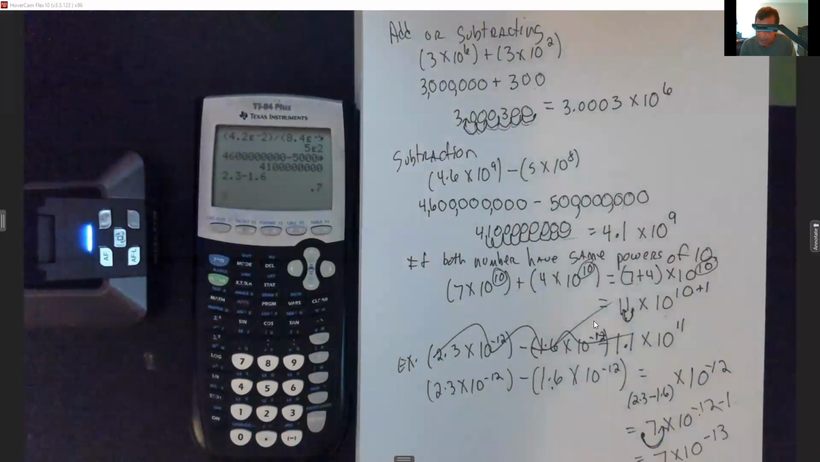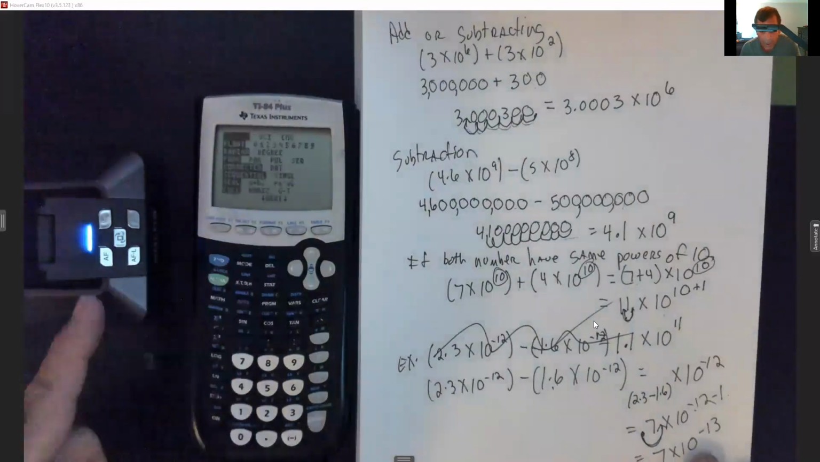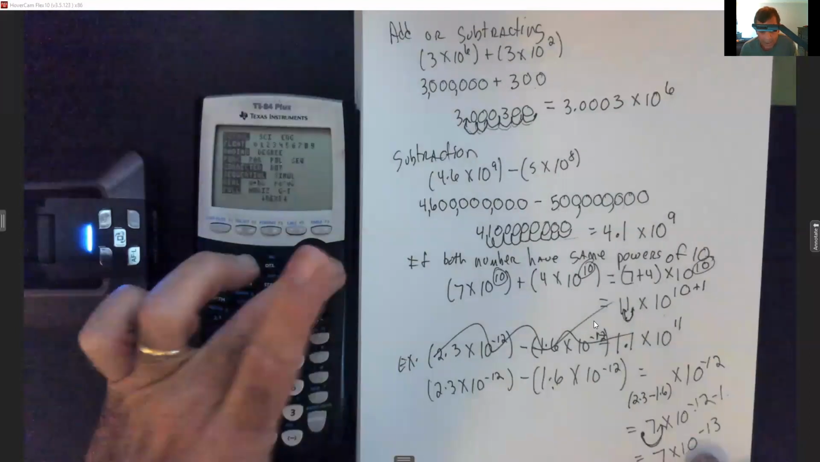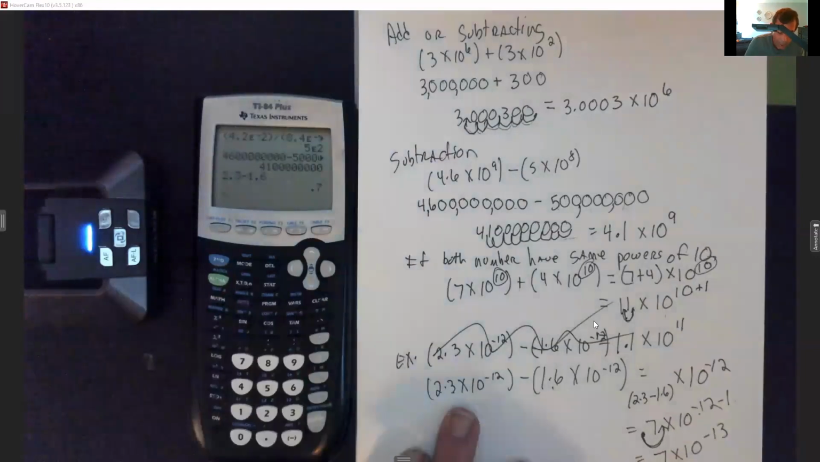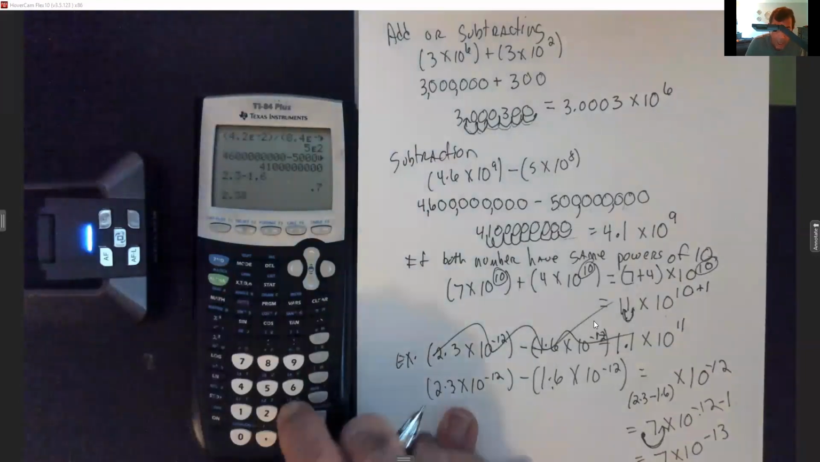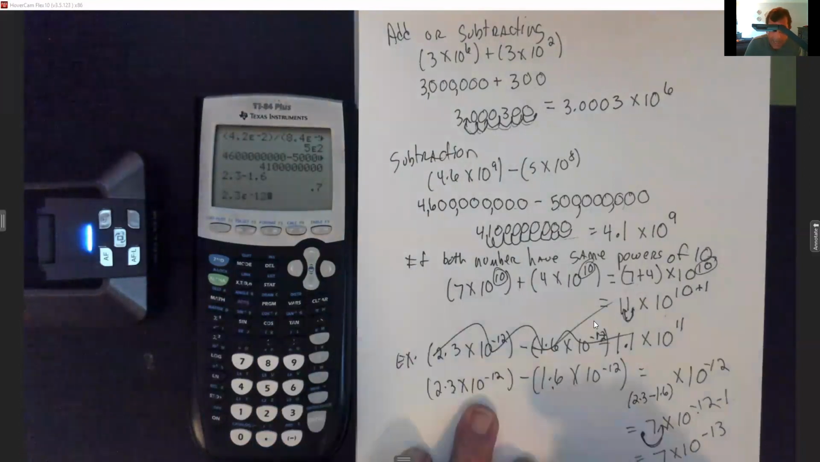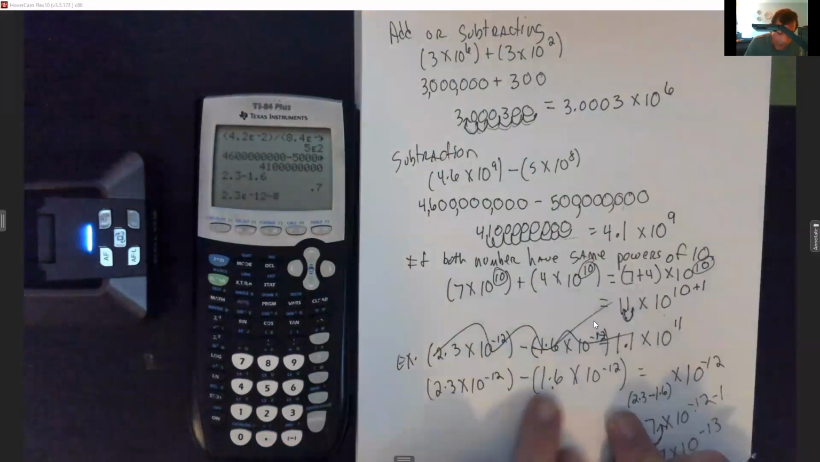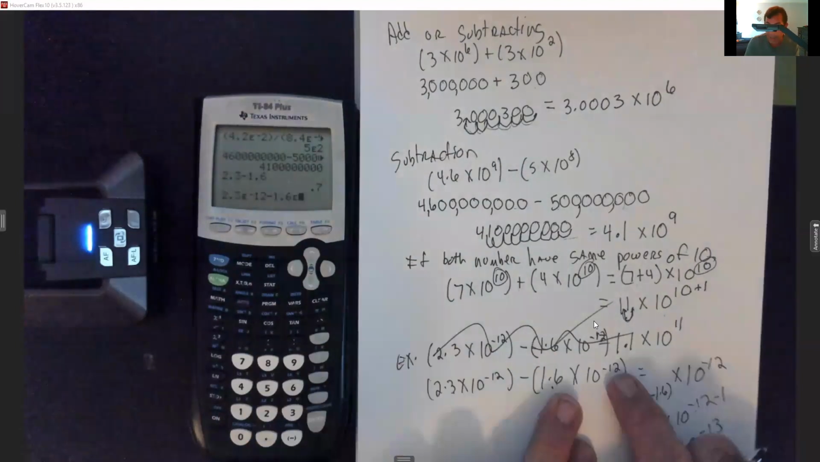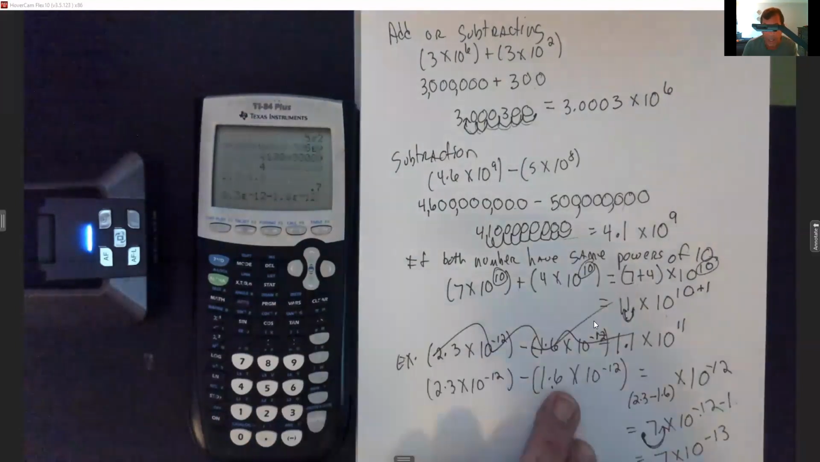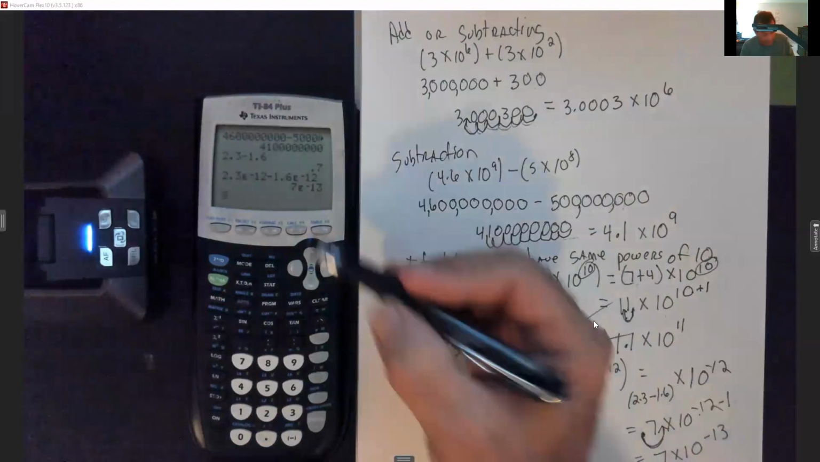Now, I'll tell you, since everything's in scientific notation on this one, I would probably set my calculator mode to scientific, press enter on that, and then clear that screen. So watch this. 2.3 second comma negative 12. That's the exponent. Minus the second one, which was 1.6 second comma negative 12. So they matched up. And watch, it knows to do the answer right. And I got 7 times 10 to the negative 13th.